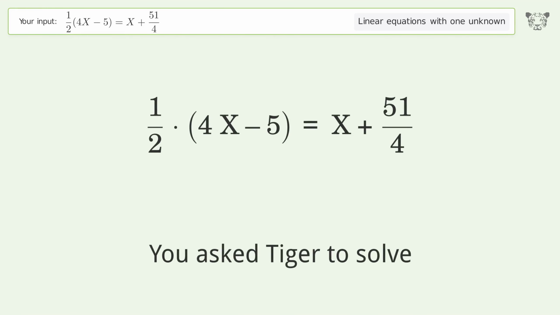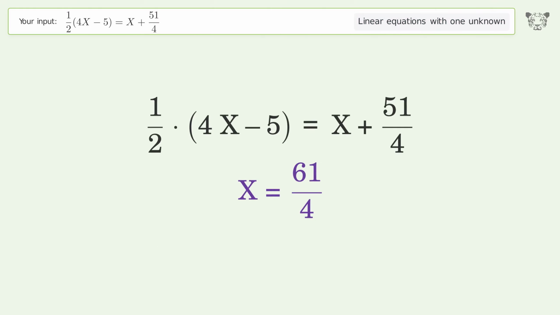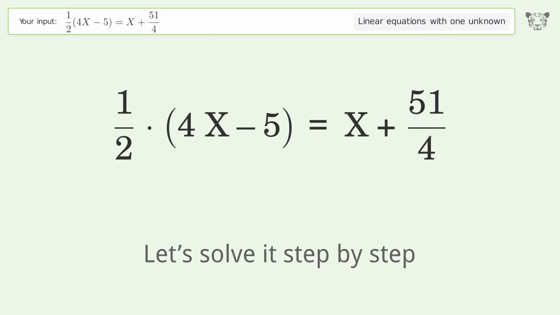You ask Tiger to solve. This deals with linear equations with one unknown. The final result is x equals 61 over 4. Let's solve it step by step.